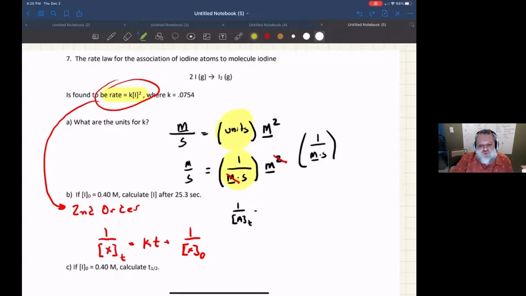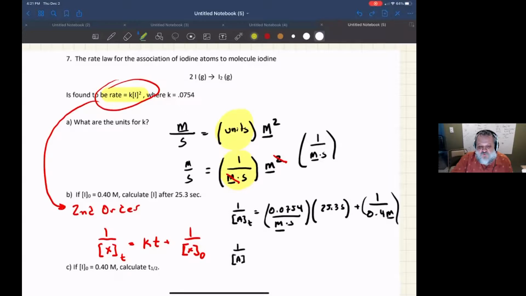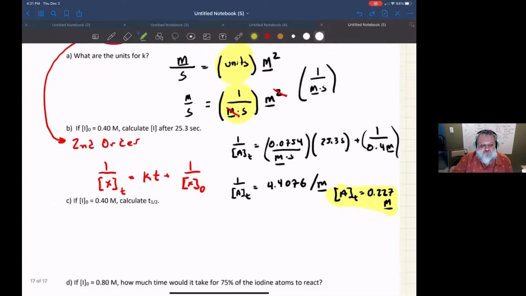So we got 1 over A at time t, that's the one we're looking for, equals 0.0754 per molar times seconds. That's the rate constant. It tells us the time we're looking for, 25.3 seconds. And we know the original concentration is 0.4 molar. So when I do some simplification, I get that 1 over A at time t, that's the concentration I'm looking for, equals 4.4076 per molarity. And when I take the reciprocal of both sides, I get that the concentration is 0.227 molarity. And that's the answer for B.